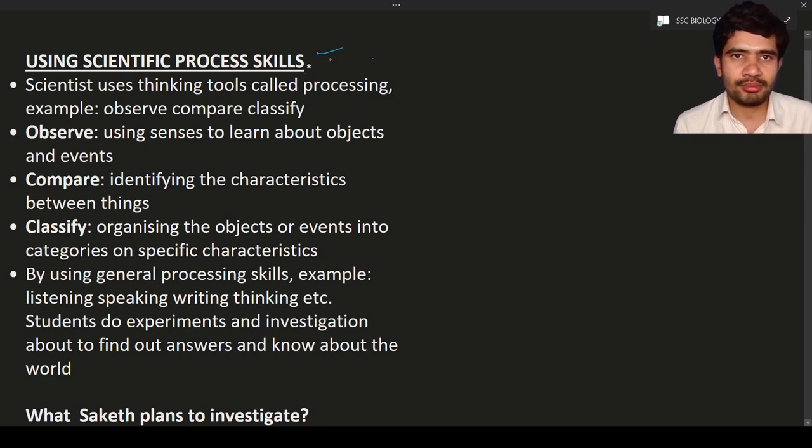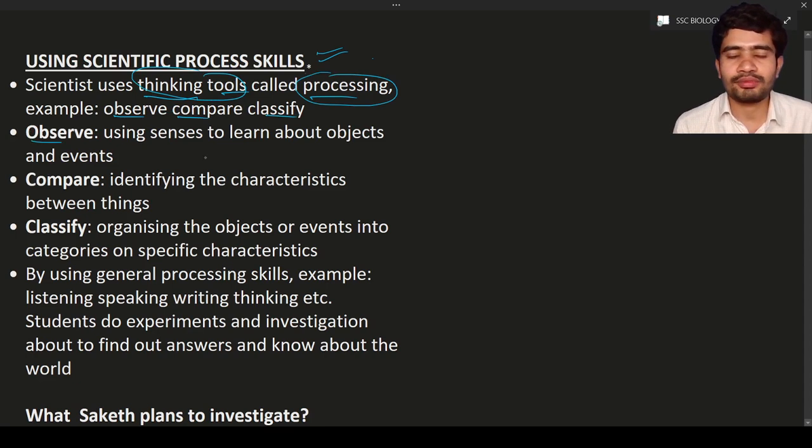By using some methods, you can process data. Scientists use scientific skills, and they use thinking tools. These thinking tools are called processing skills. They use these thinking tools to process the data or to process some kind of experiment. For example, they observe something, they compare something, and they classify something based upon these thinking tools or processing skills. So these are the tools of the processing.